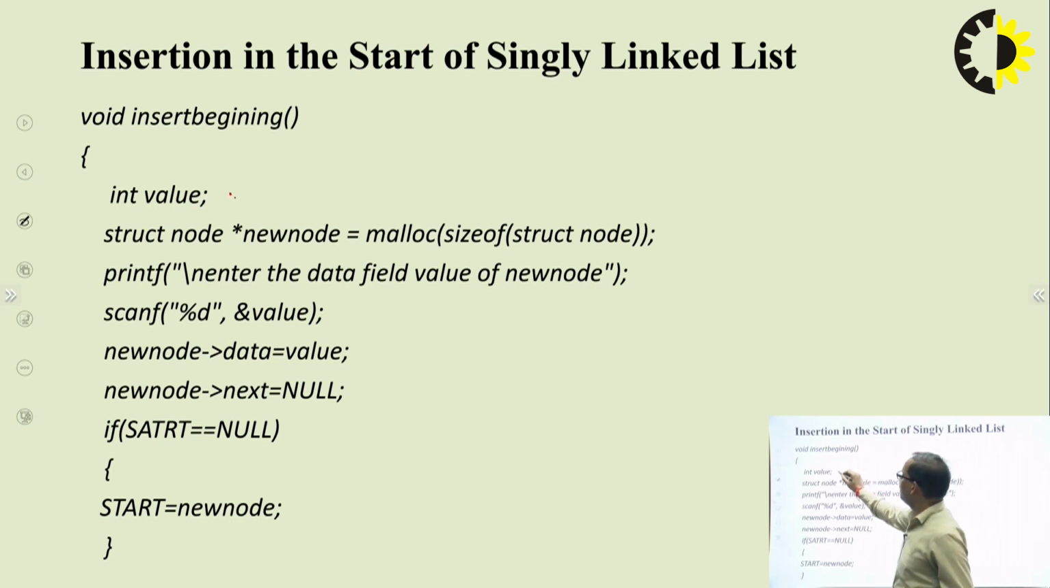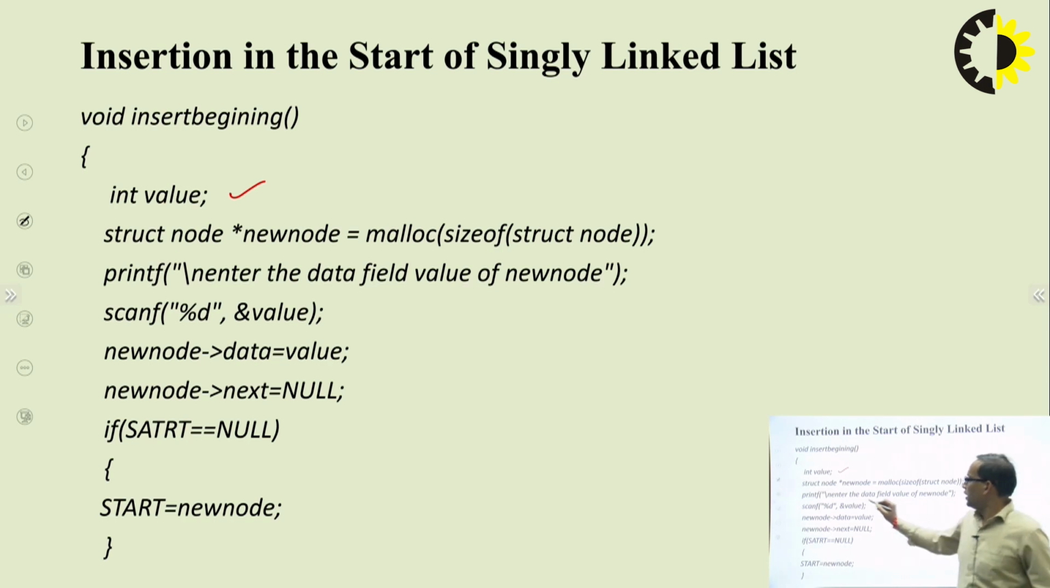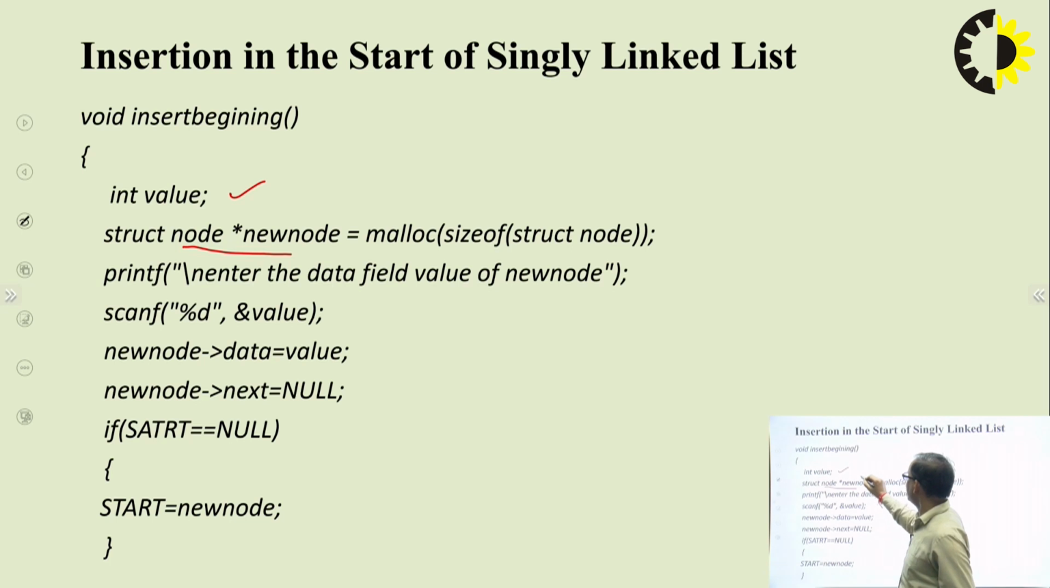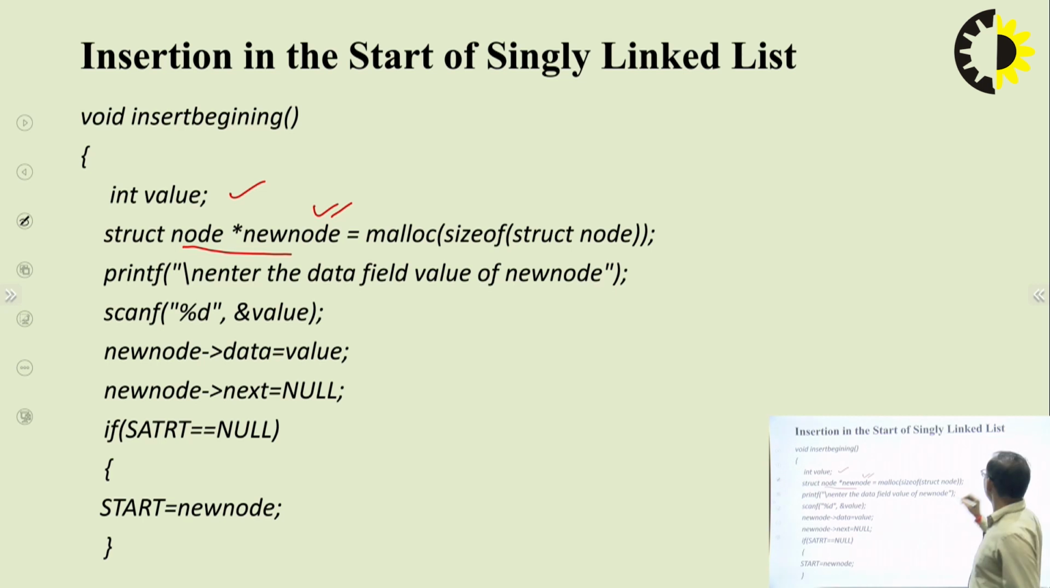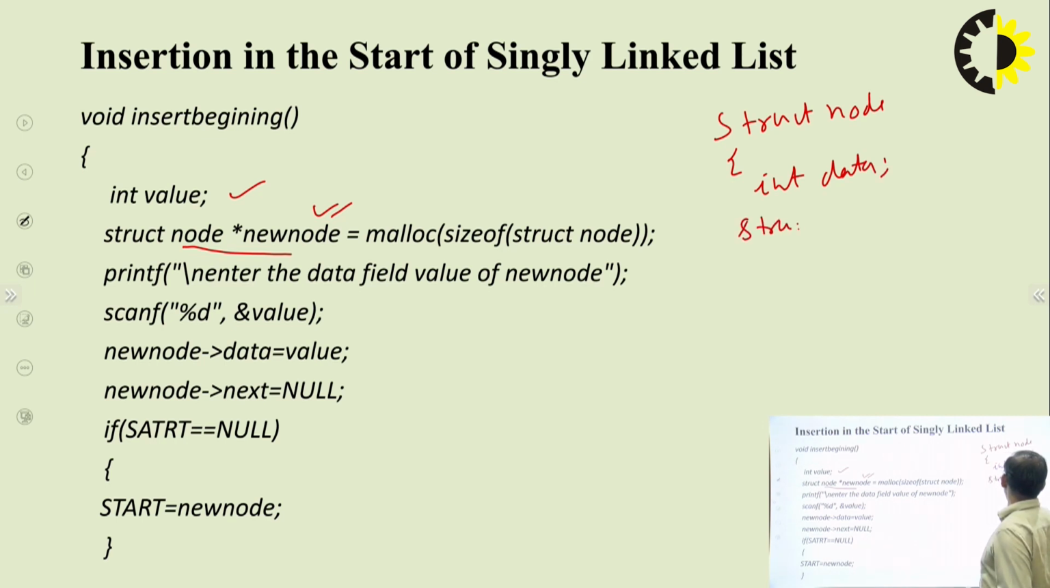This value is basically used to initialize the data field of the node. Here we are creating a new node. This syntax is used to create a new node. At first, we are simply defining a structure for the node: struct node, then a data member, integer type data, and after that struct node asterisk next. This is the syntax for the structure of a particular node.